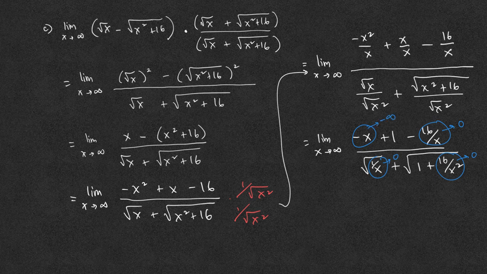And so we would end up with (negative infinity plus 1 minus 0) over (0 plus the square root of (1 plus 0)), which is negative infinity over the square root of 1, or simply negative infinity. This limit doesn't exist, but it doesn't exist in this special way. What this means is that if we were to graph this function as x goes to infinity, the graph decreases without bound.